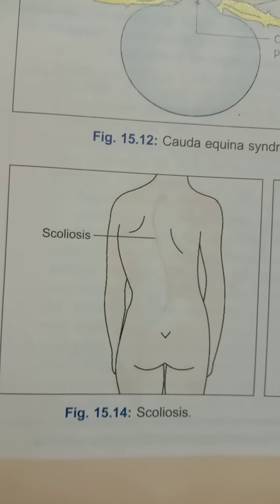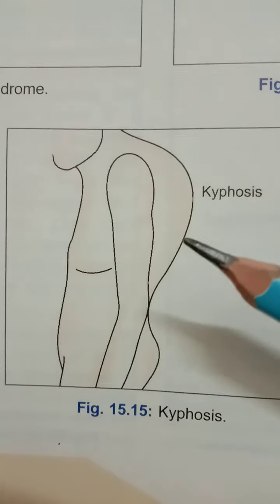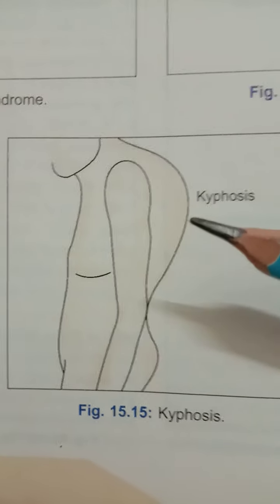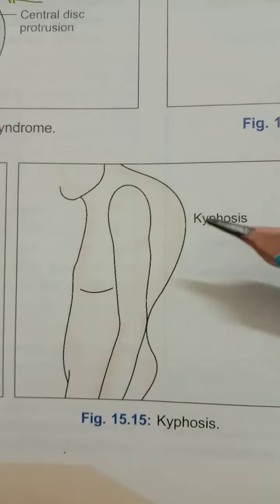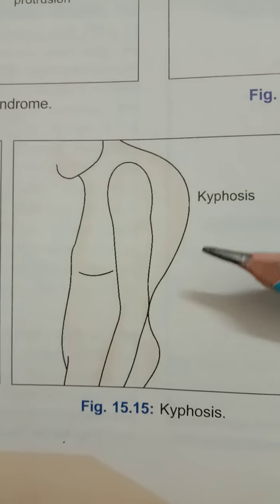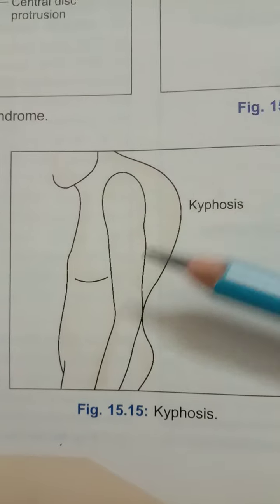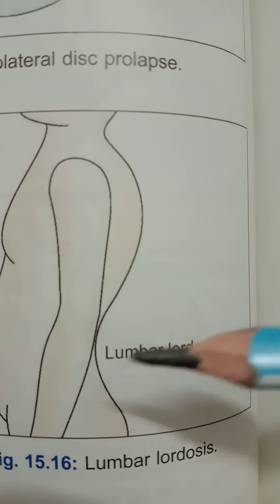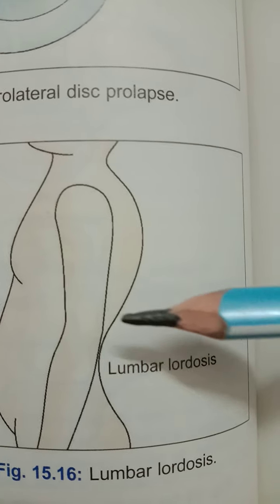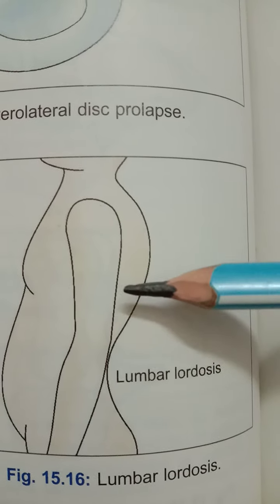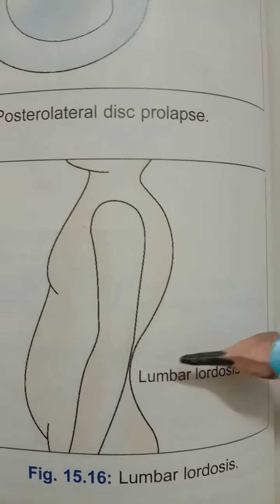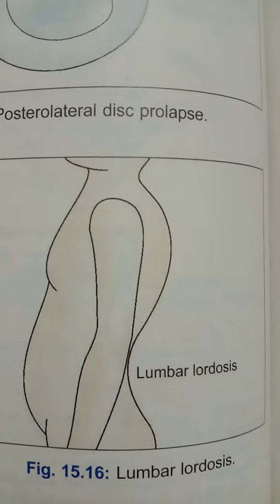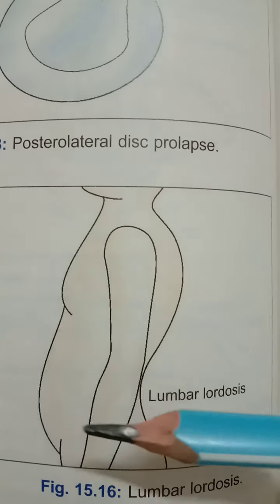Then the next condition here is called the kyphosis. In kyphosis there may be projection of the spines posteriorly due to osteoporosis of the bodies of the vertebra, and this clinical condition is called the kyphosis. And the next clinical condition is called the lordosis. The anterior convexity of the lumbar vertebra may get exaggerated, leading to the clinical condition called the lordosis. So these are the clinical points related with the vertebra.